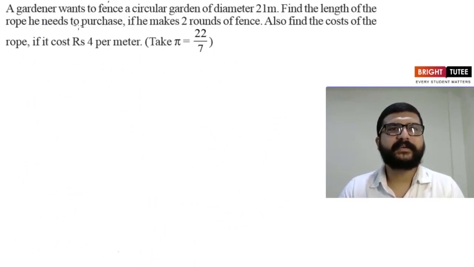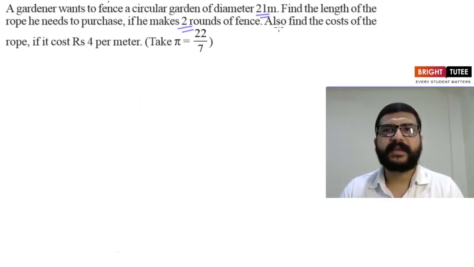The question is, a gardener wants to fence a circular garden of diameter 21 meters. Find the length of the rope he needs to purchase if he makes 2 rounds of a fence, or we can say he is making 2 rounds of the fence. We have to tell how much rope he should purchase, and then we have to find the cost of the rope if it costs rupees 4 per meter. And here, while finding the circumference, we will be using pi as 22 upon 7.